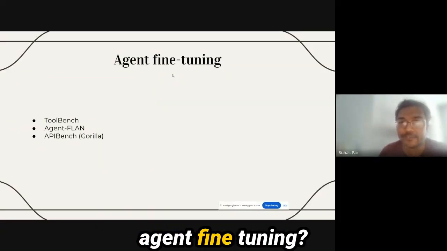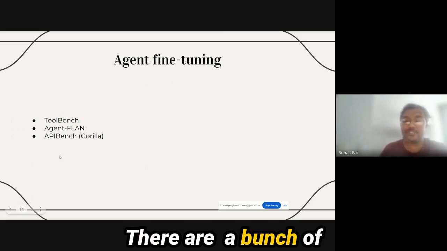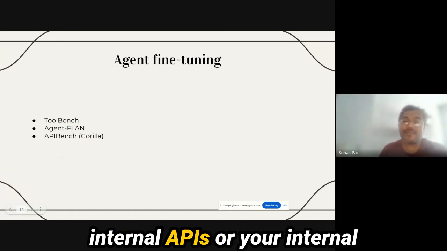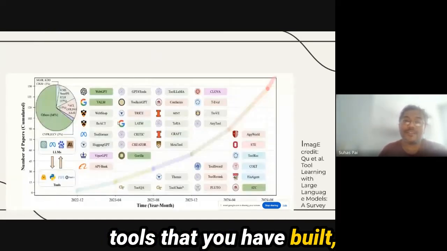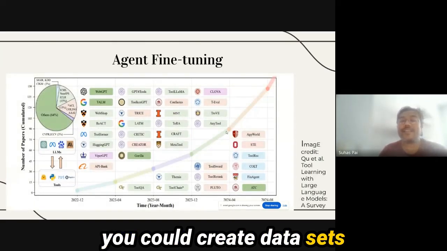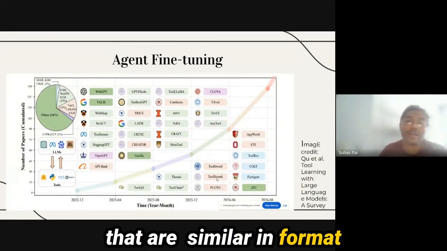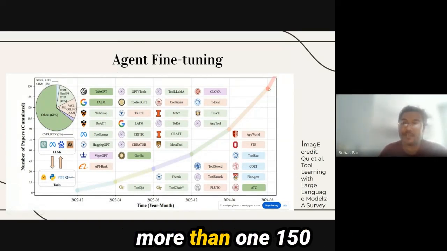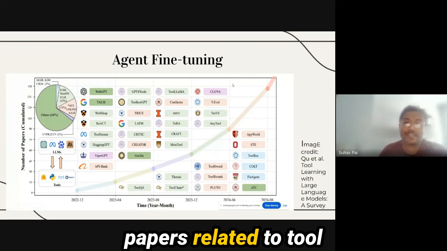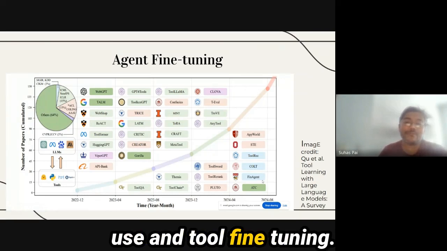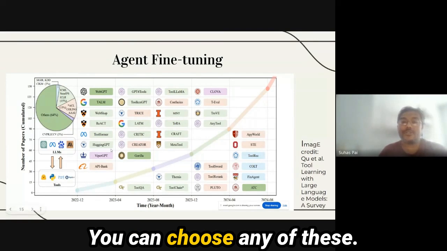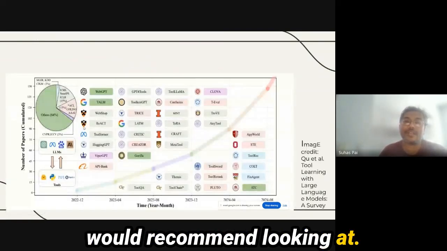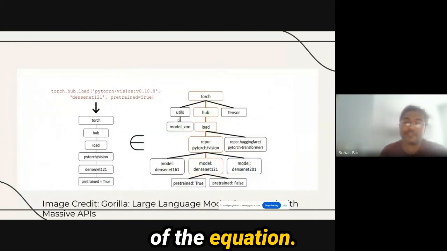How do you do your agent fine-tuning? There are a bunch of fine-tuning datasets, but you have your own internal APIs or internal tools that you have built. You could create datasets that are similar in format to the ones present in any of these papers. You can see there are more than 150 papers related to tool use and tool fine-tuning. You can choose any of these. AgentFlan is something that I would recommend looking at. That is one part of the equation.